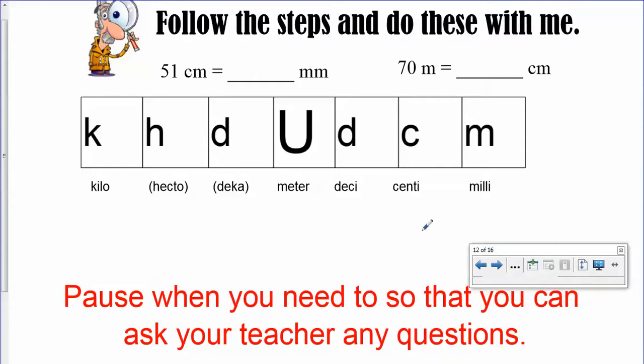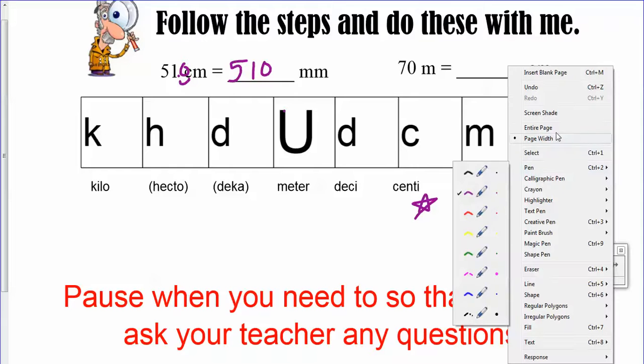If I'm starting at centimeters and I need to move to millimeters, how many steps do I need to go? 1 step. So I only need to move my decimal, which is at the end of 51, over 1 step. So what do I put in that blank? I have 510 millimeters is equal to 51 centimeters.